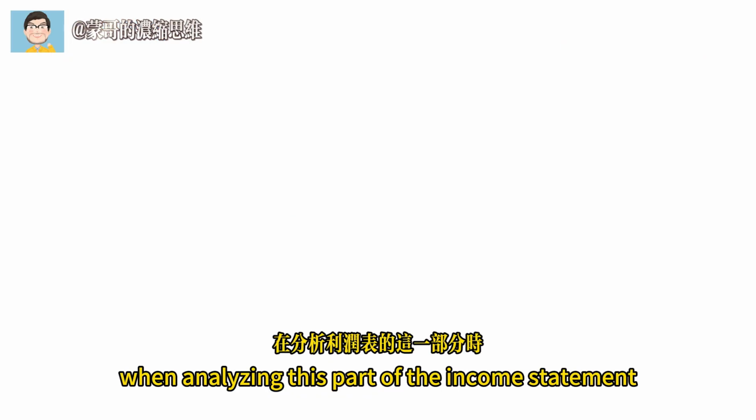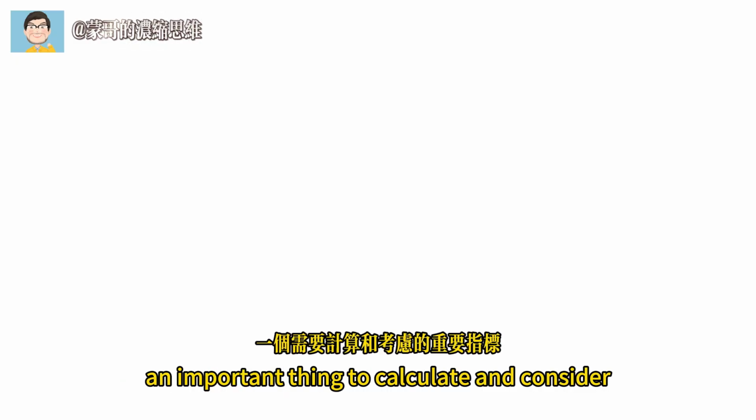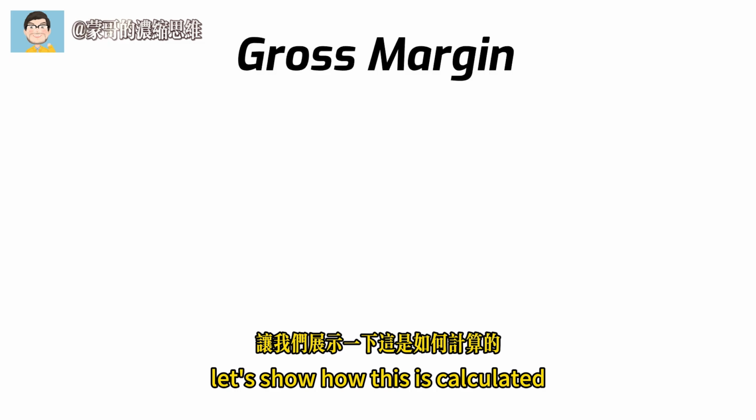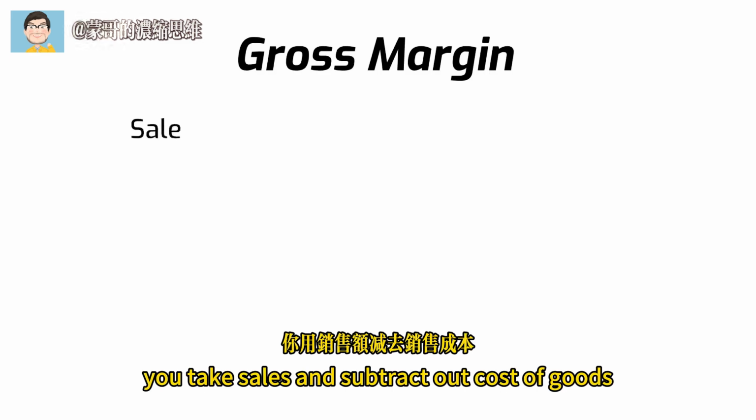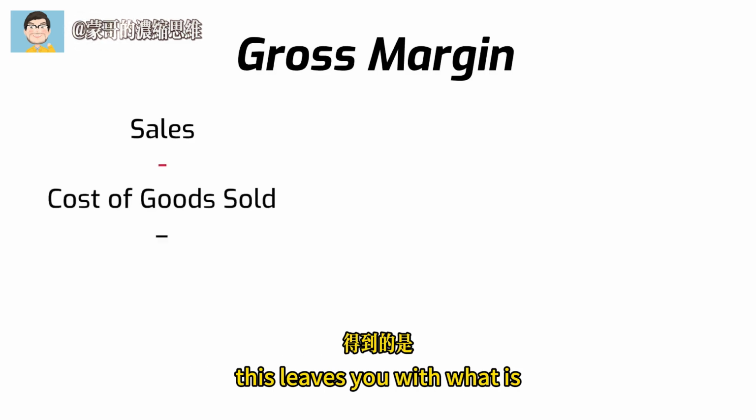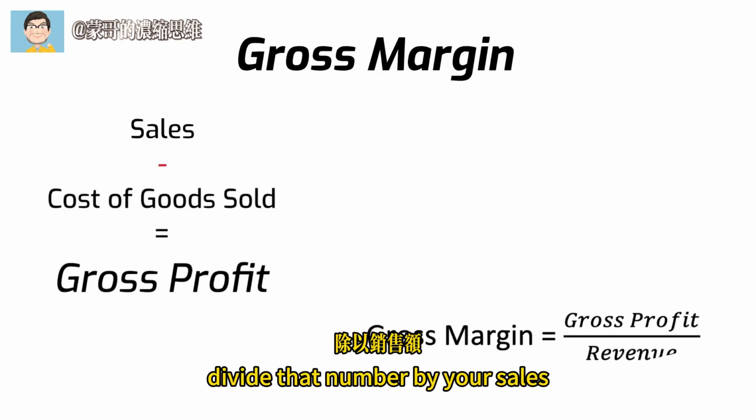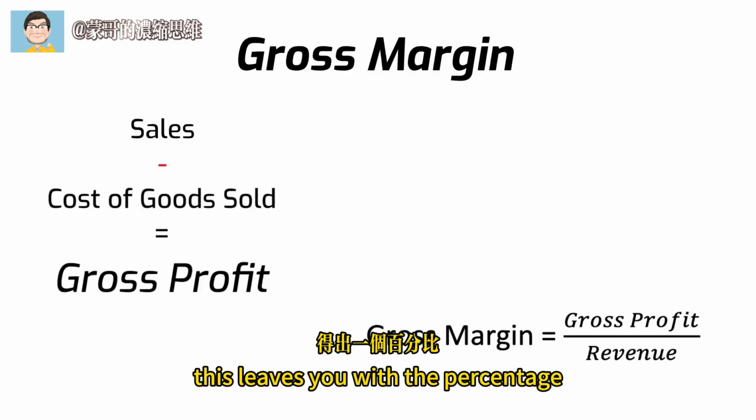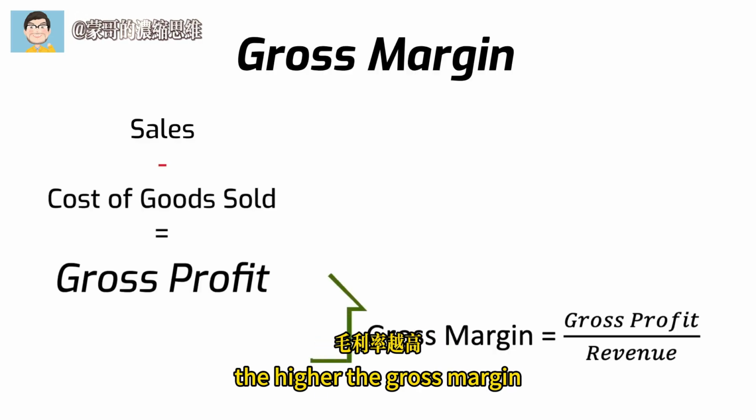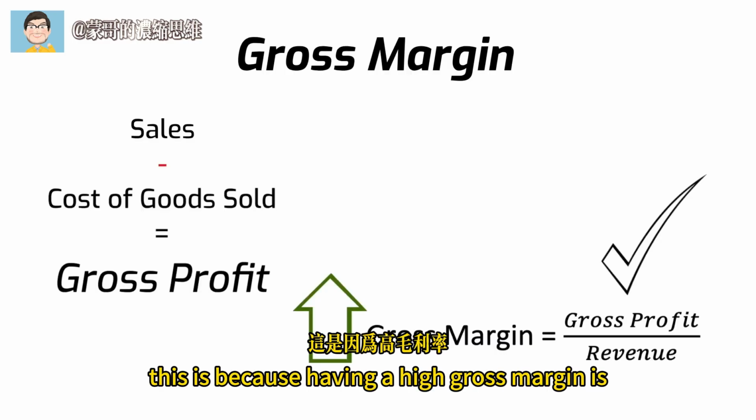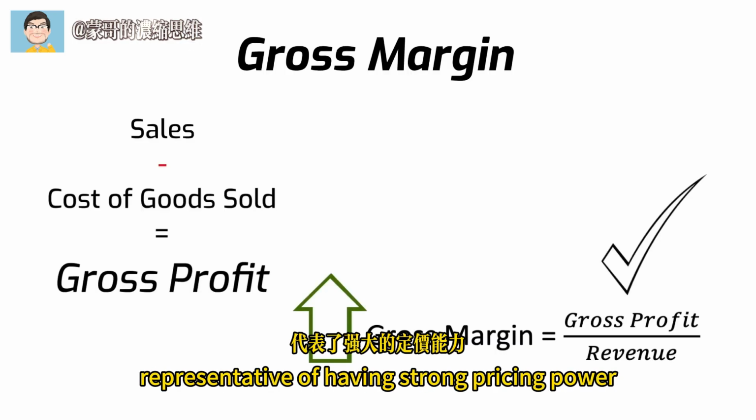When analyzing this part of the income statement, an important thing to calculate and consider is what is referred to as gross margin. Let's show how this is calculated. You take sales and subtract out cost of goods. This leaves you with what is referred to as gross profit. You then take that gross profit and divide that number by your sales. This leaves you with the percentage. The higher the gross margin, generally speaking, the better. This is because having a high gross margin is representative of having strong pricing power.